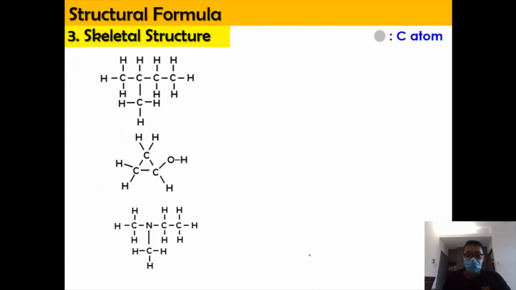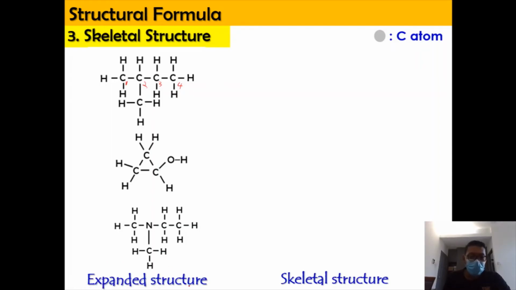Okay, to understand more about this, let us look into the example here. In order to draw the skeletal structure, we have to find the longest carbon chain first to make your life easier. So in this case, we have 1, 2, 3, 4. This is the longest carbon chain, rantaian karbon yang paling panjang. And the carbon here will be attached to carbon number 2. So what we can do is transform the expanded structure into the skeletal structure.